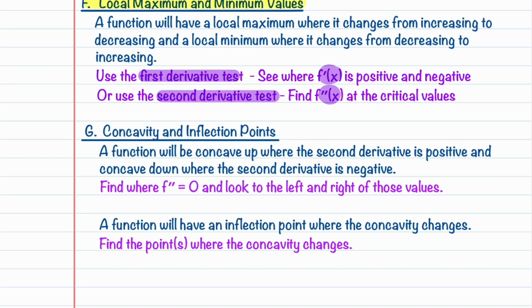The last item to consider is concavity and inflection points. To see where a function is concave up or concave down, you'll need to find where f double prime is equal to 0, and then look to the left and right of those values. Once you have the concavity, you can find the inflection points, and an inflection point will be where the concavity changes. Let's now walk through our 4 examples so you can see exactly how all of this works.